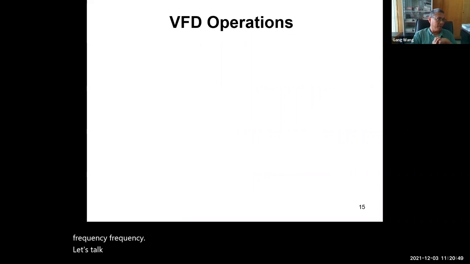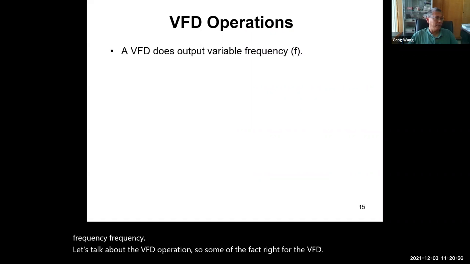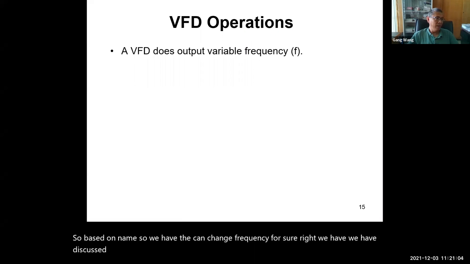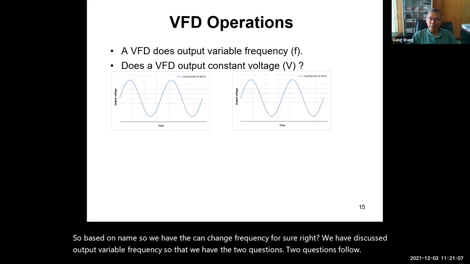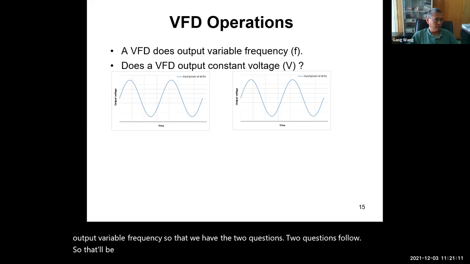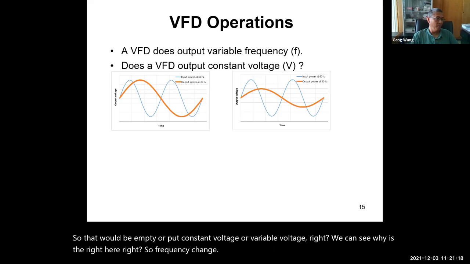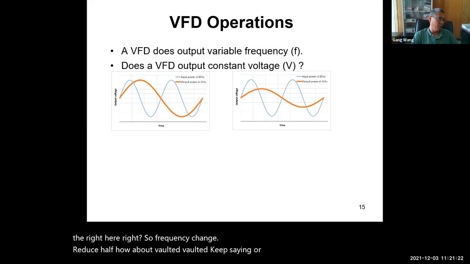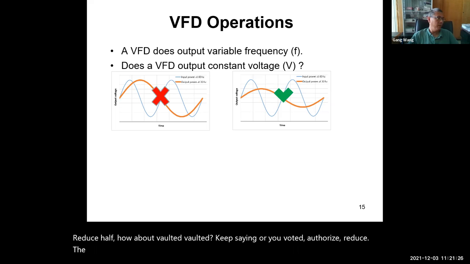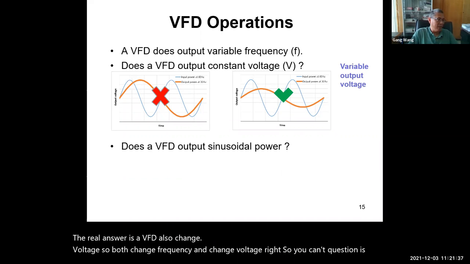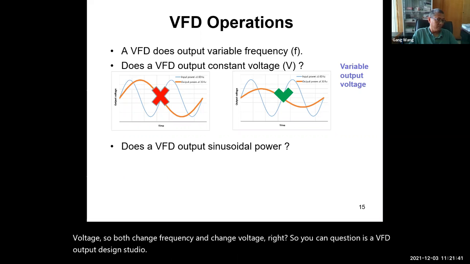Let's talk about VFD operation, some facts about the VFD. Based on the name, the VFD can change frequency for sure; a VFD does output variable frequency. Then we have two follow-up questions. Does a VFD output constant voltage or variable voltage? When the frequency is reduced by half, how about the voltage? Does it stay the same, or is the voltage also reduced? The real answer is that the VFD also changes voltage, so it changes both frequency and voltage. The second question is whether the VFD output is sinusoidal power or not.